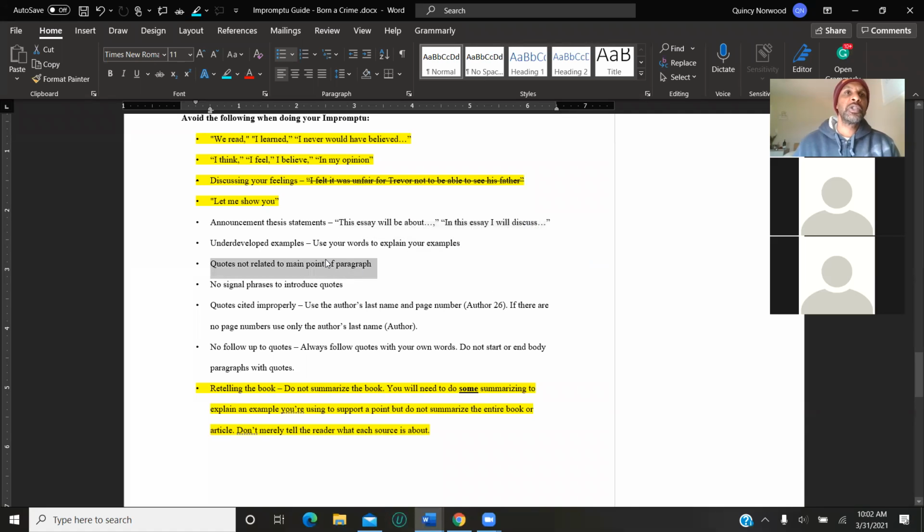Don't just put quotes in your paper because you need them. Make sure they're relevant to the example you're using, or to the point you're making. Also, a good way to get yourself prepared for this is to go back in your book, especially after you read the article about Jim Crow. Go back and either look at your annotations, or just thumb through it and try to find good quotes ahead of time.